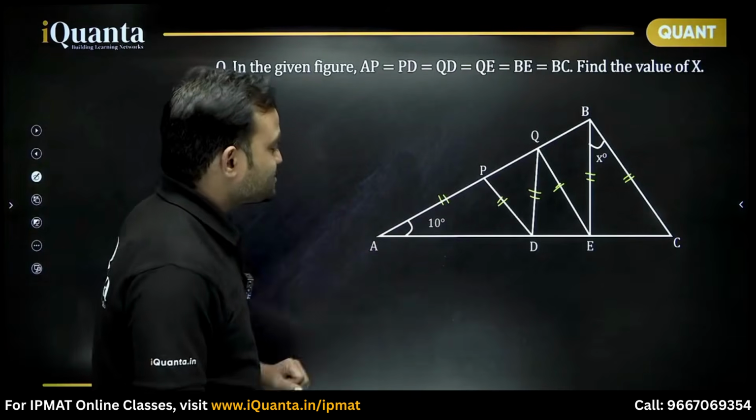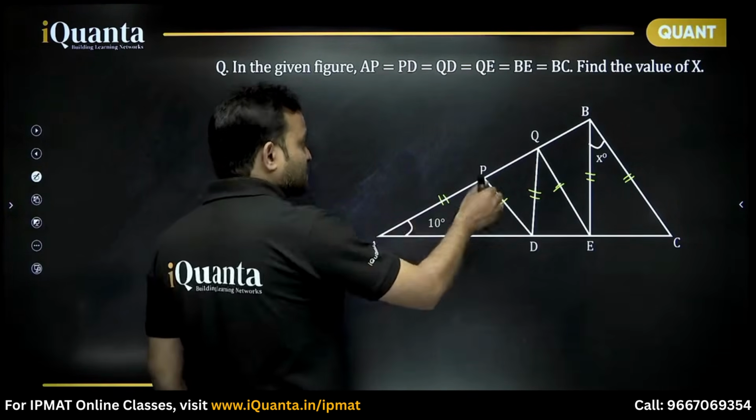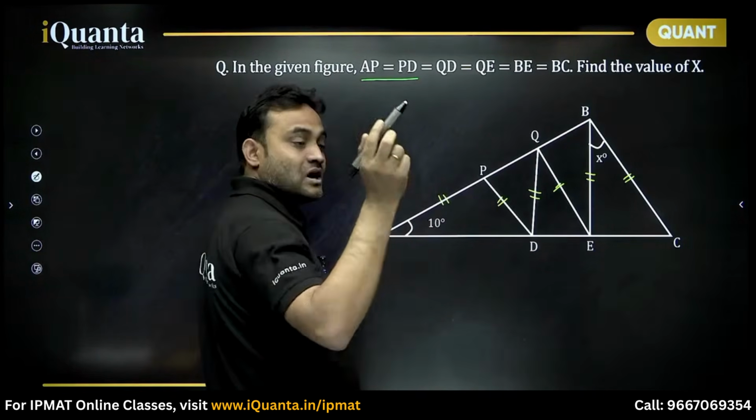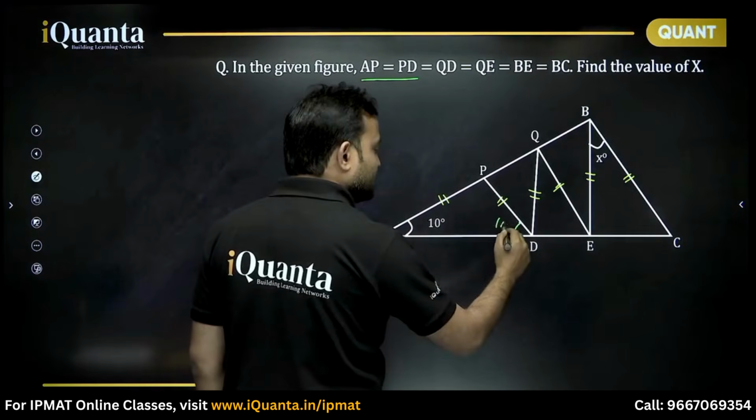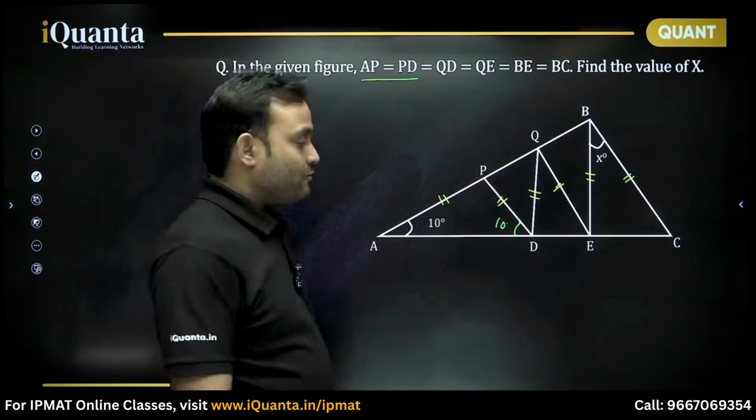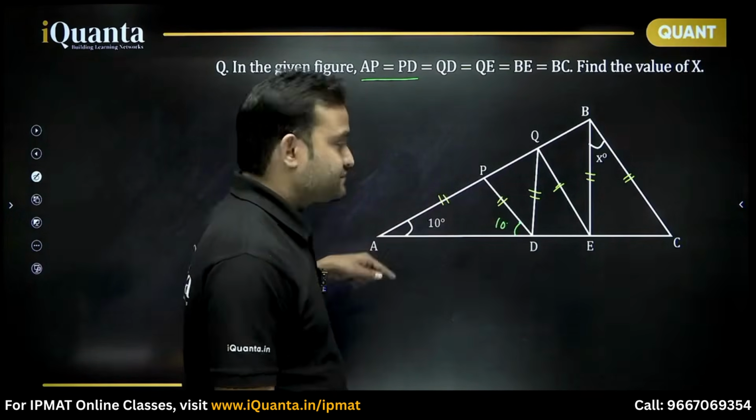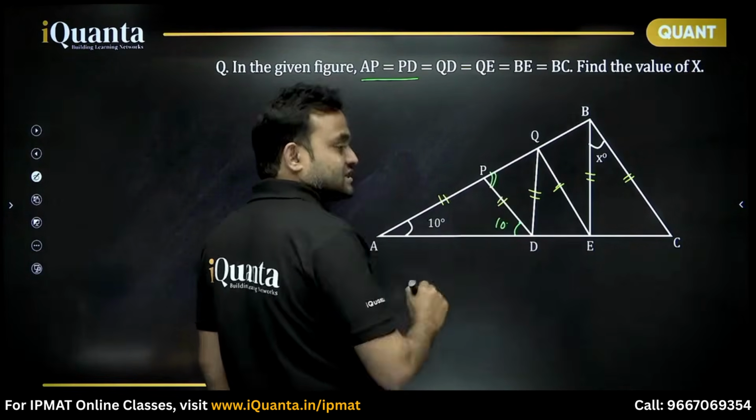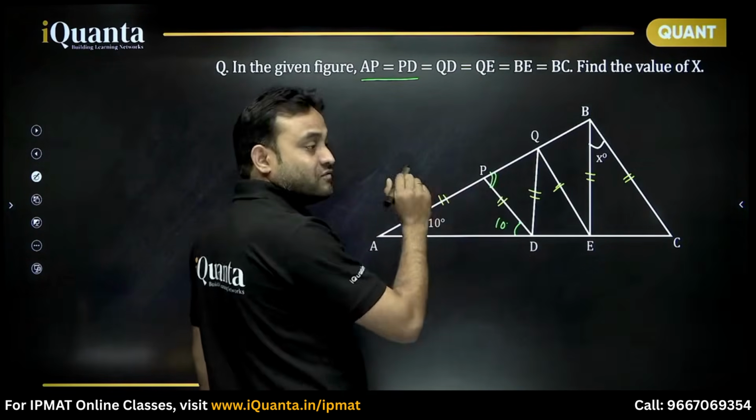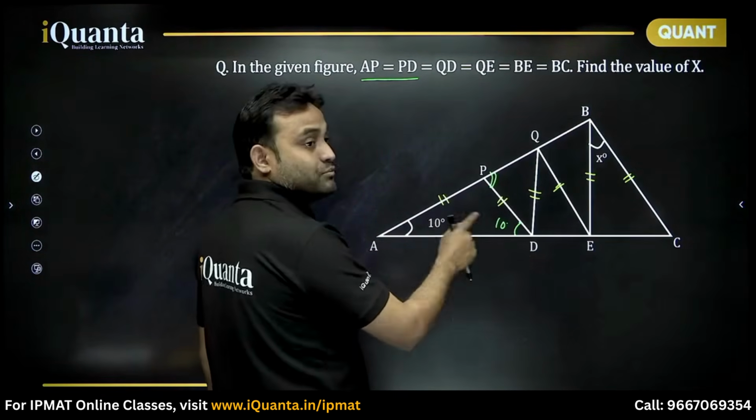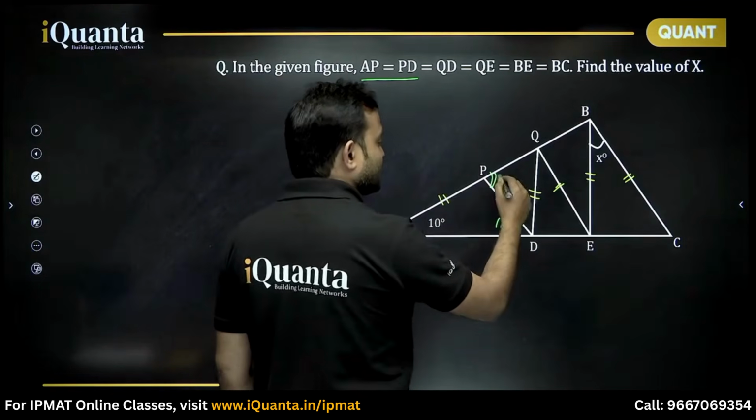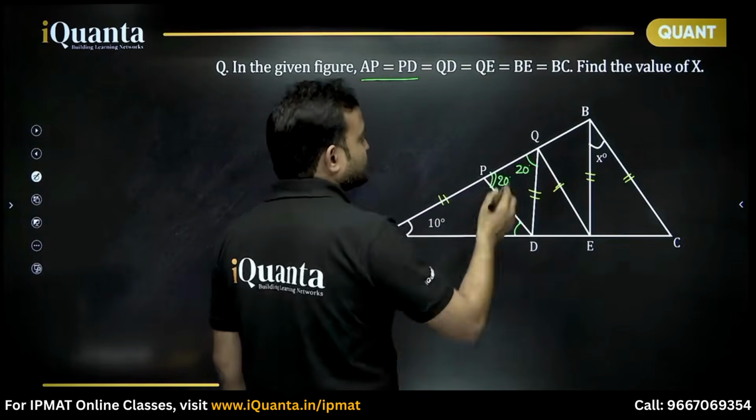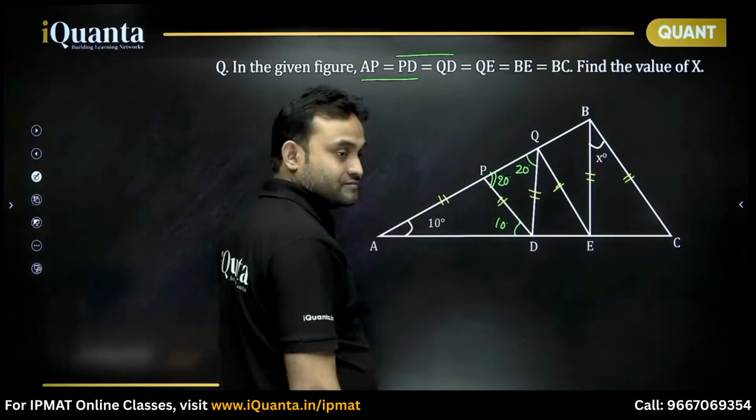If this angle is 10, what do we know? AP is equal to PD. So can we say if two sides are equal, their opposite angles will be equal. So this angle will also be 10 degrees. Now, in triangle APD, this angle DPQ is nothing but the exterior angle of this triangle, which should be equal to the sum of two opposite interior angles. So 10 plus 10, 20. Now if this is 20, this will also be 20. Why? Because PD is equal to QD.